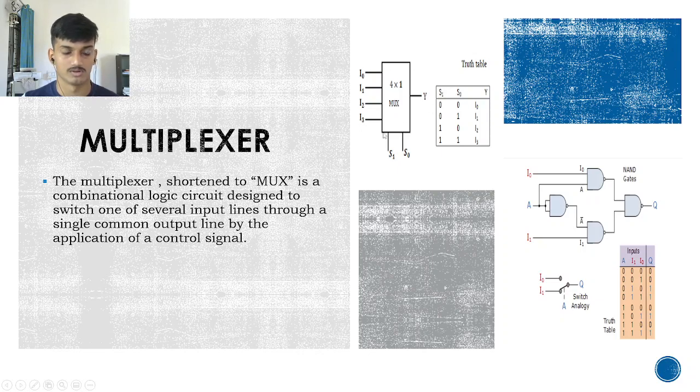This is a diagram of a 4x1 MUX, and this is the truth table. If the selection input S1 S0 is 00, then we select I0 as the output. If it is 01, then we select I1 as the output. If it is 10, we select I2 as the output. If it is 11, we select I3 as the output. Let's go to the implementation of a MUX.